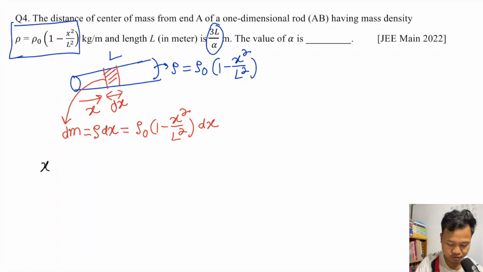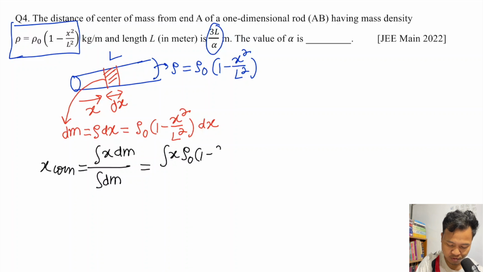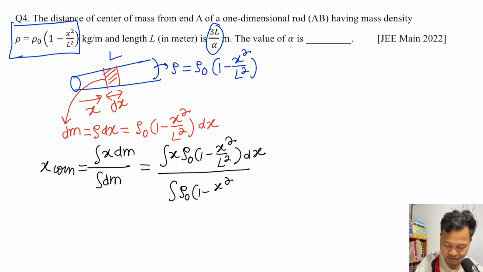So x com will be equal to integral x into dm divided by integral dm. So the integral of x into rho naught into 1 minus x squared divided by L square dx, divided by the integral of rho naught into 1 minus x squared divided by L square into dx, with limits from 0 to L.